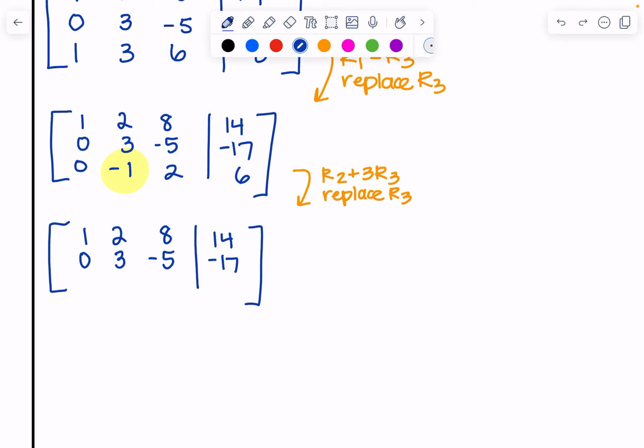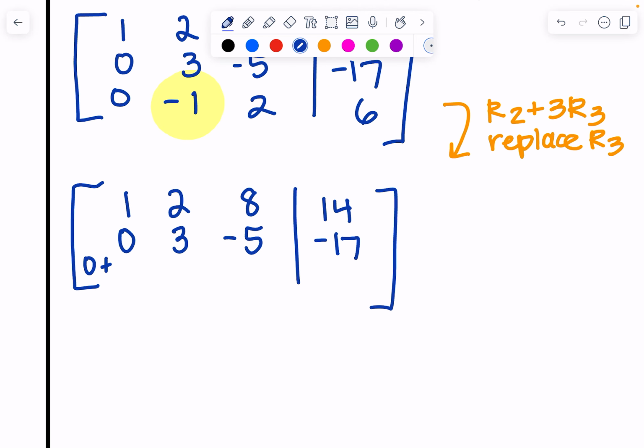And then I'm going to do row 2 plus 3 row 3. So 0 plus, let me zoom in so I can make it small. 0 plus 3 times 0, negative 1, oh, sorry, not negative 1. 3 plus 3 times negative 1, negative 5 plus 3 times 2, negative 17 plus 3 times 6.